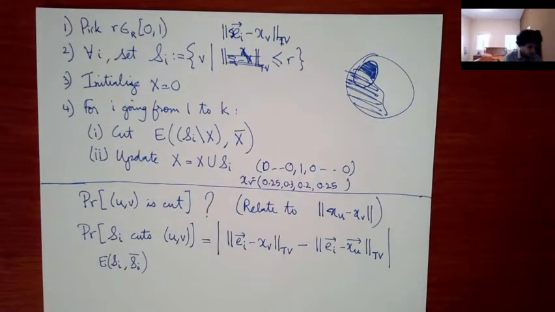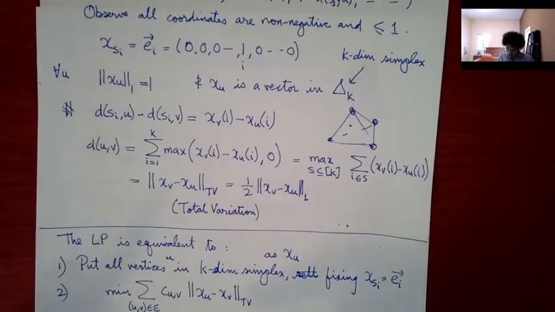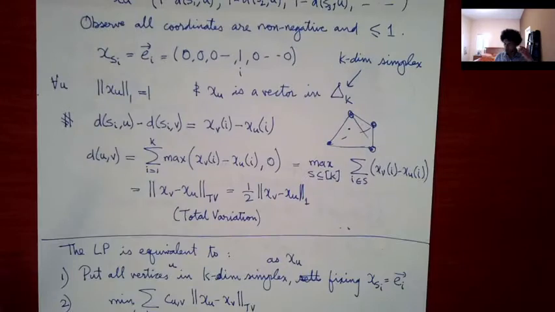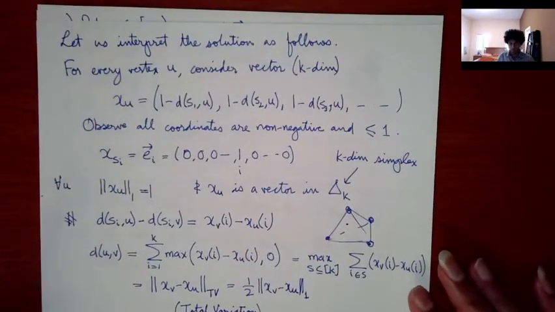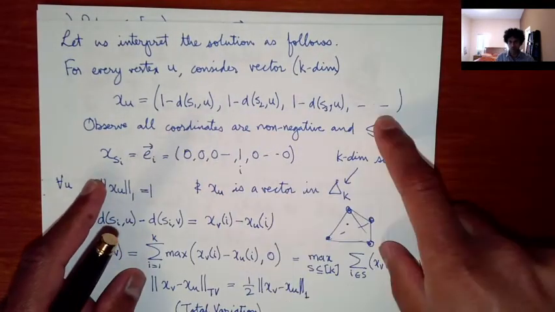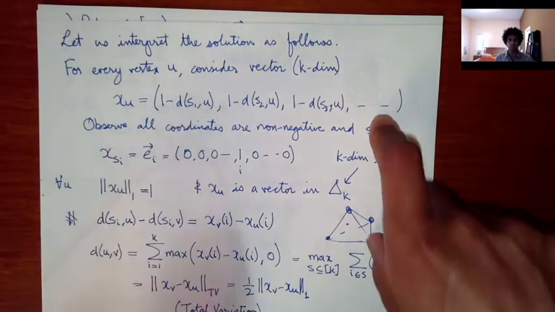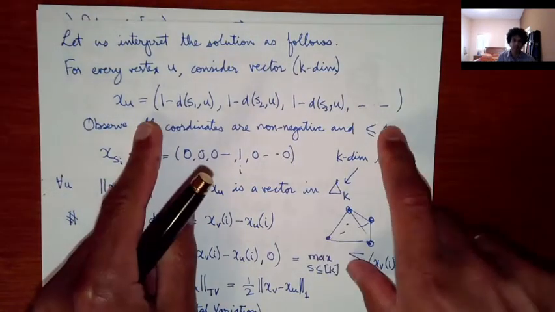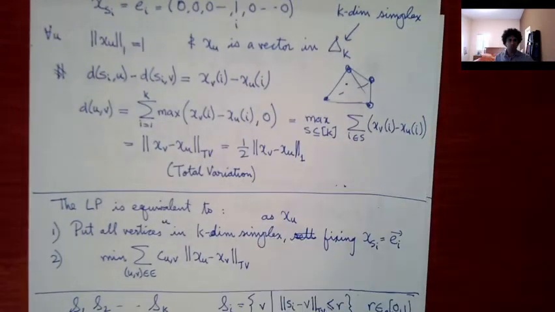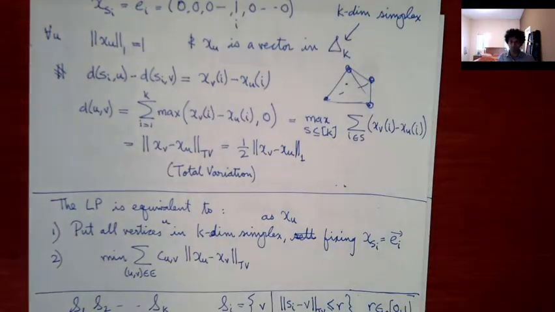XV, so think of it as what the LP is basically producing, a vector. Just ignore everything that has happened so far. Maybe I'll go back. We said that you can interpret the solution of the LP as a vector where you take 1 minus the distance to each terminal. So you can look at that k-dimensional vector, and that's what XV is. But just think of it as the LP outputting some distribution XV.